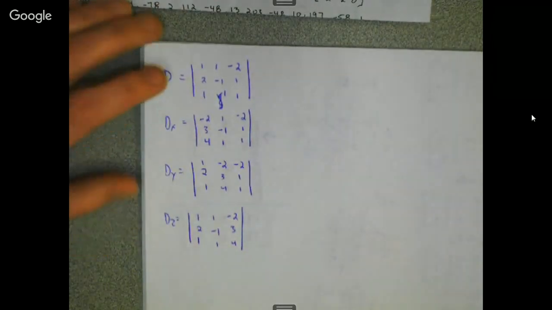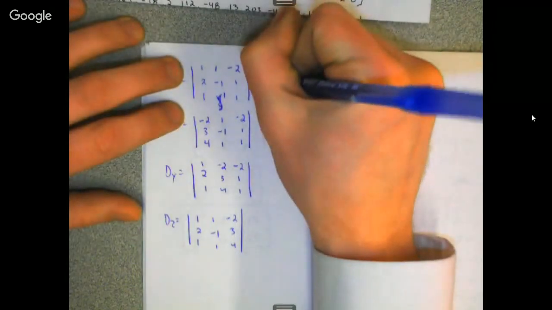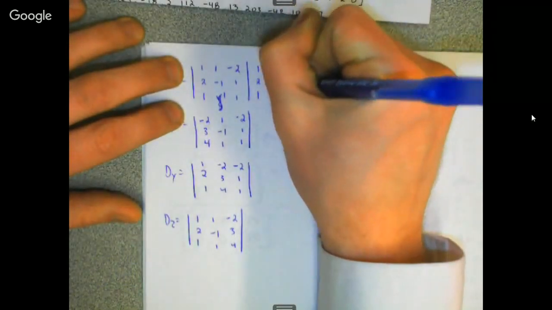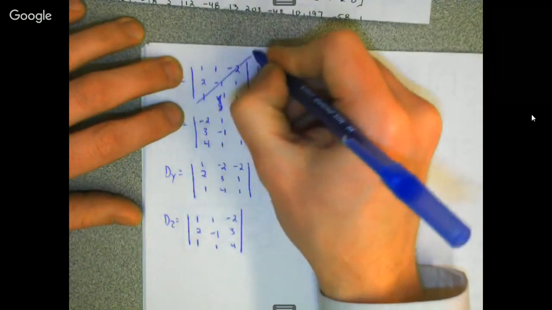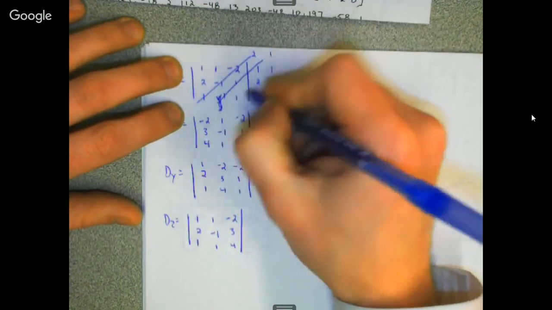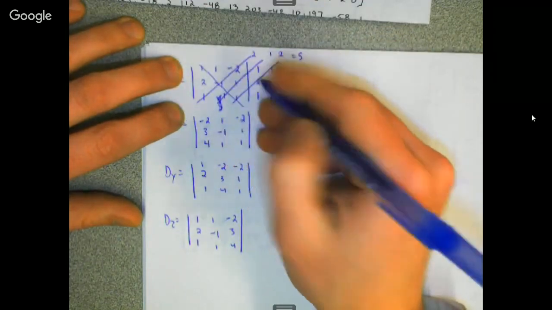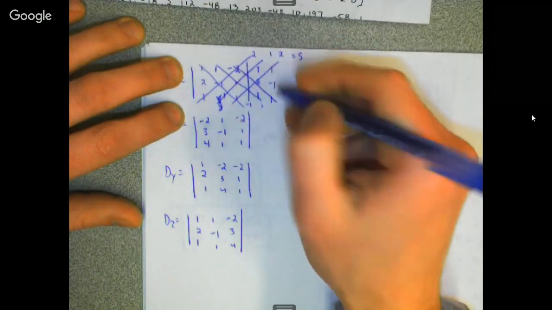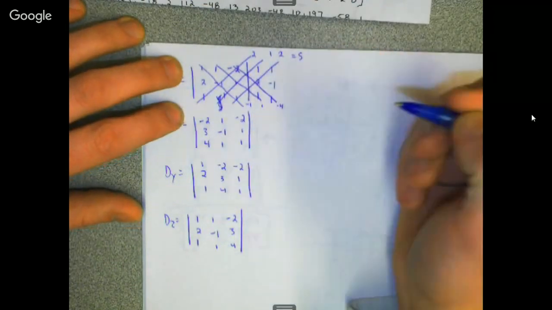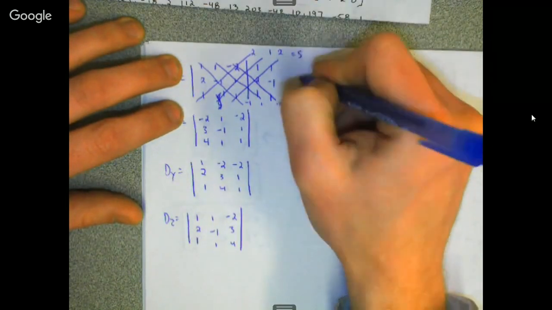So since it's a 3x3, we will copy down the first 2 columns, and then we'll multiply on the diagonals. So that's 2, 1, 2. So add, you get 5. So that's minus 1, 1, minus 4. So it's minus 4. So -4 minus 5 is minus 9.